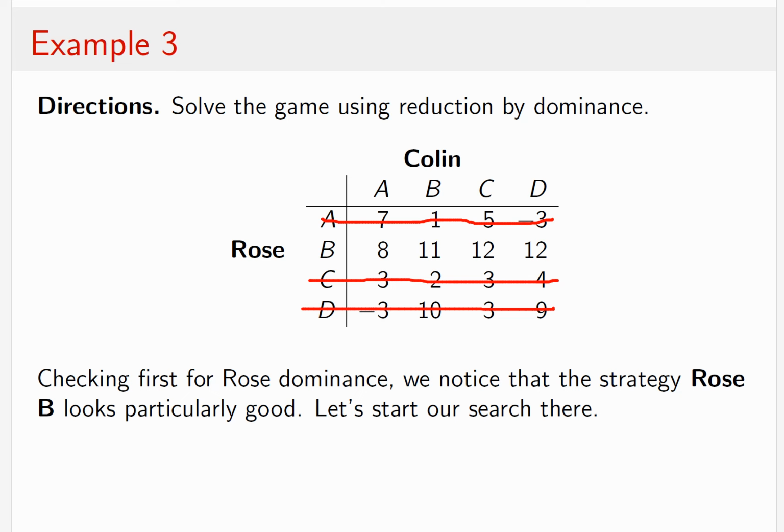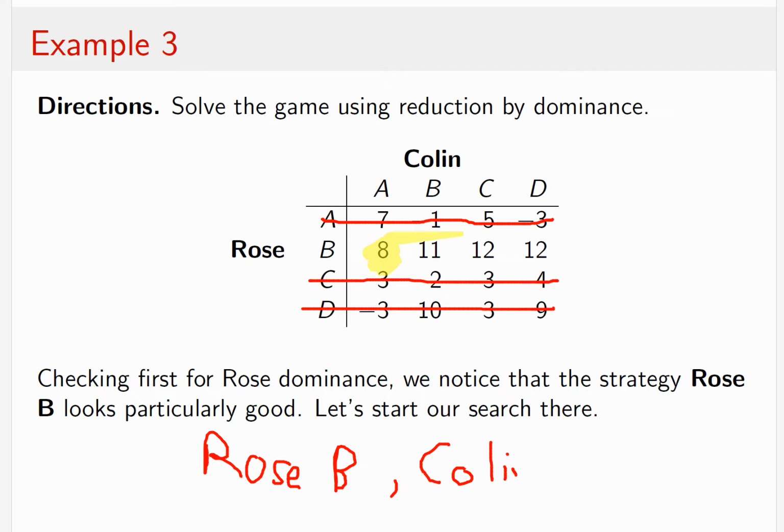Remember, Colin is minimizing, so we can see right from the get-go he's minimizing, and the smallest number in the row is 8. All right, so the solution to this game is going to be, hey, Rose will always choose strategy B. Why? Well, it dominates her other 3 strategies. And since Colin is perfectly rational, and his self-interest is to minimize, right? Colin will always choose the smallest value.